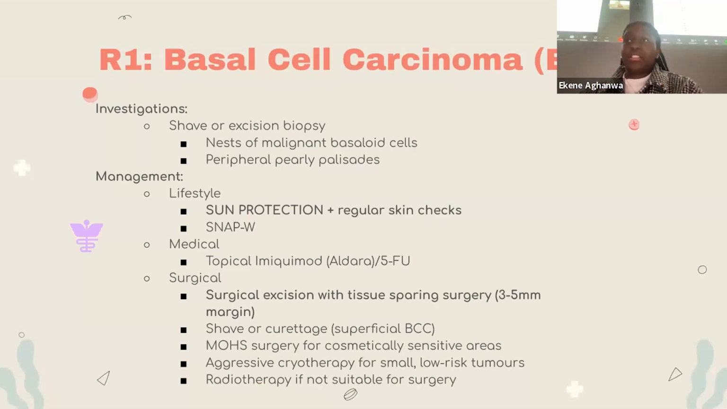For investigations, you'll do a shave or an excision biopsy and send it off to pathology. For management, you really want to emphasize sun protection and regular skin checks. For surgical management, this is the main management: surgical excision with tissue sparing. There are other options too, but I'd say surgical excision is the most important.